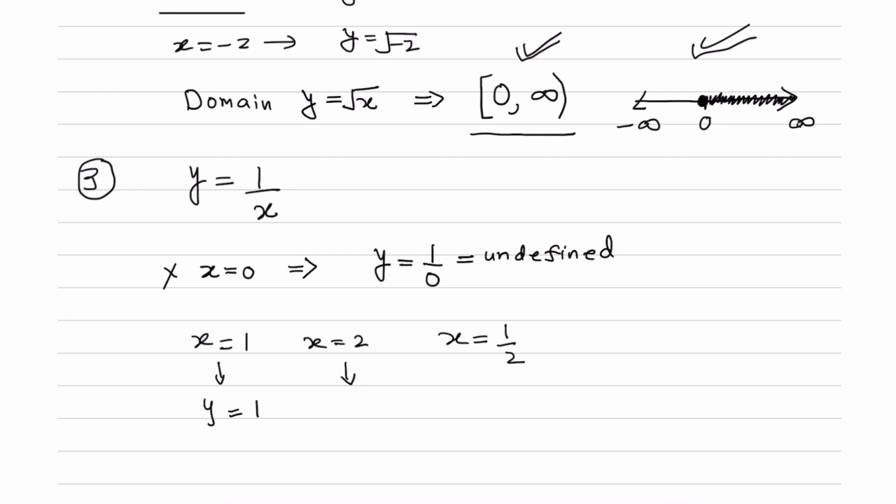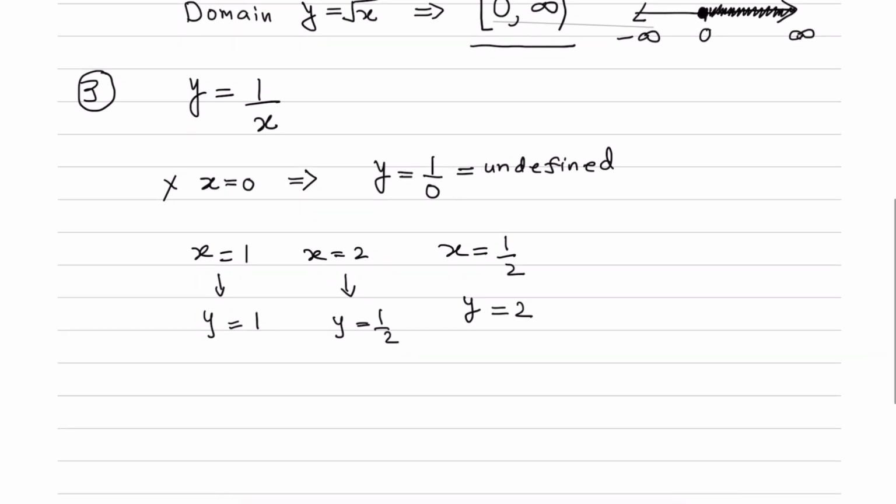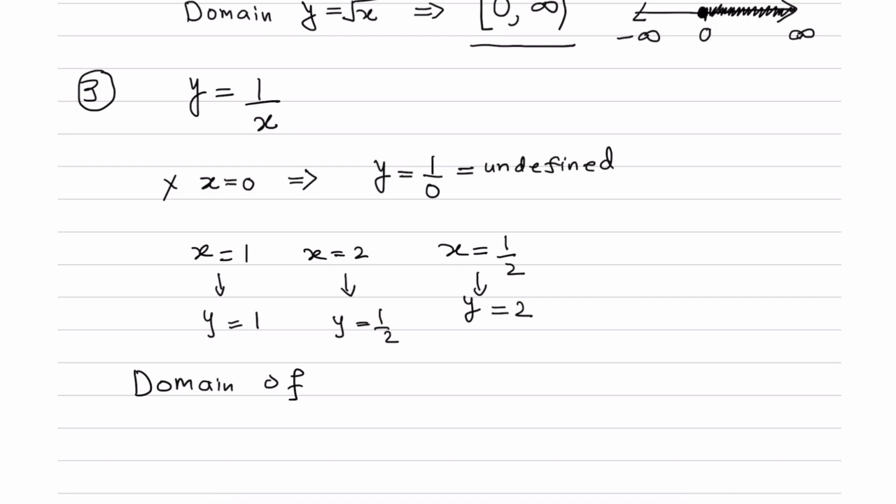For x equal to 2, I get y as 1 over 2. For x equal to 1 over 2, I get y as 2. So I'm getting real numbers. So what's the domain of y equal to 1 over x then?